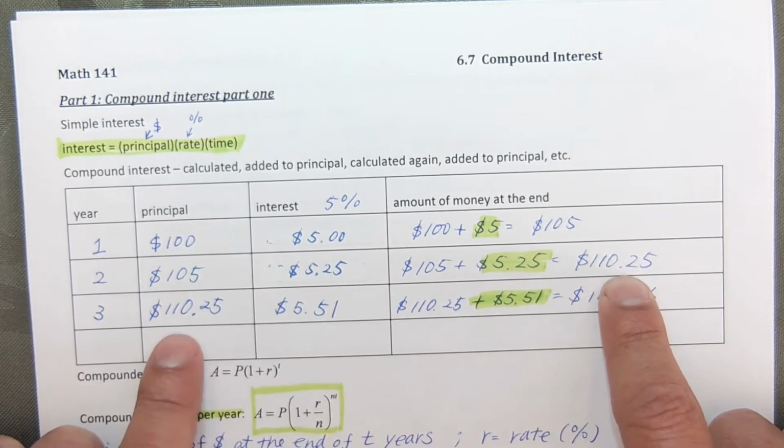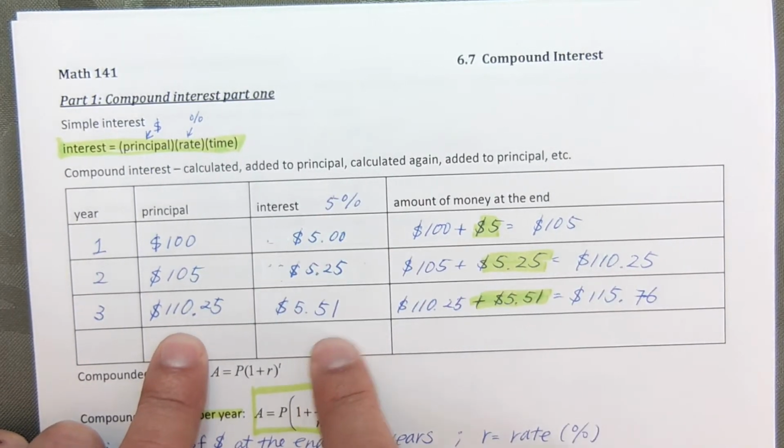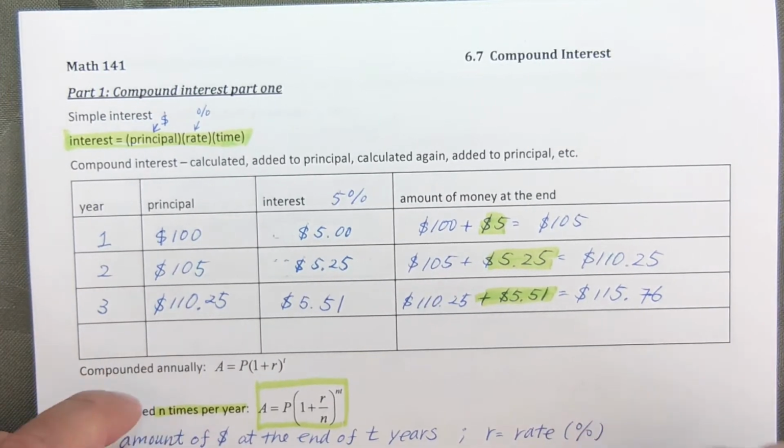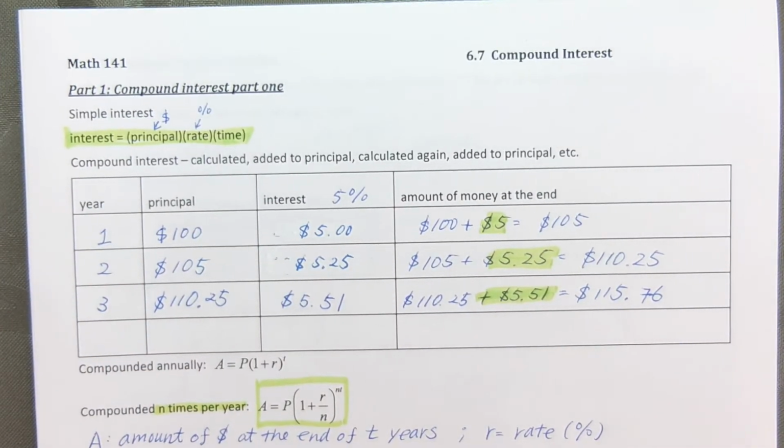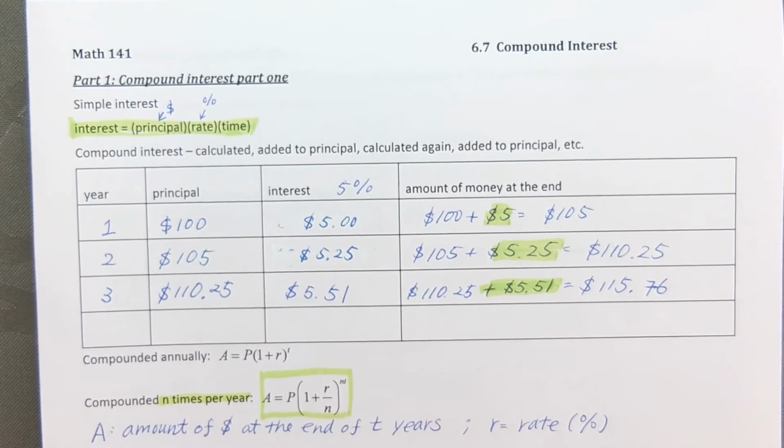You then add that to the principal. That becomes your new principal here. 5% of that is here. You add that, and so on. So you can see it's going to go up faster. That's good if you have an account. It's bad if you have a credit card debt.